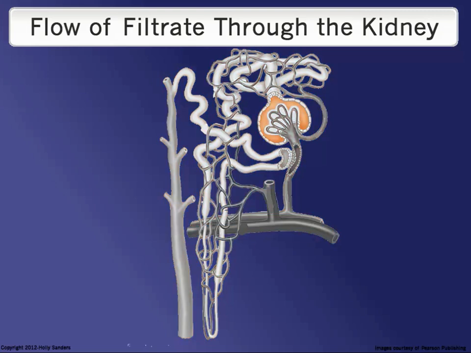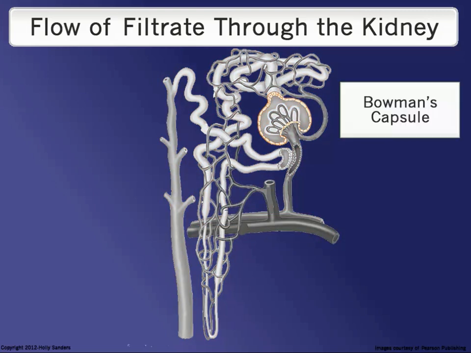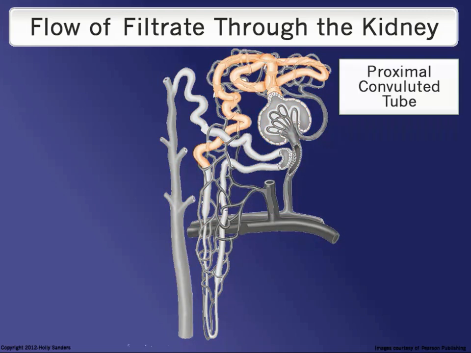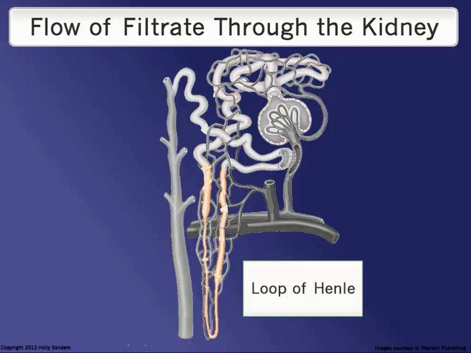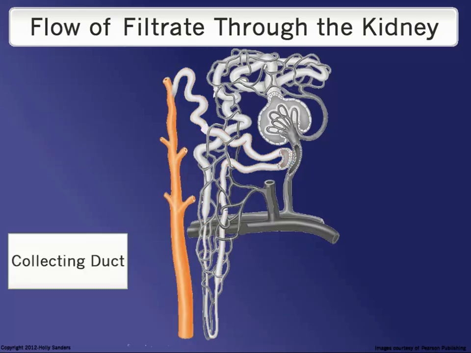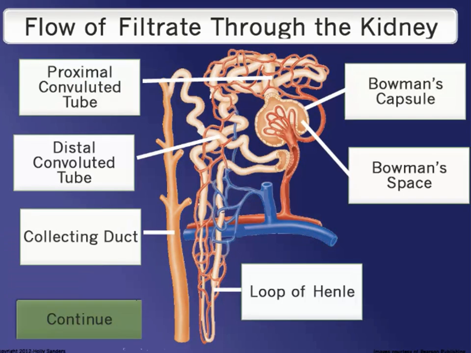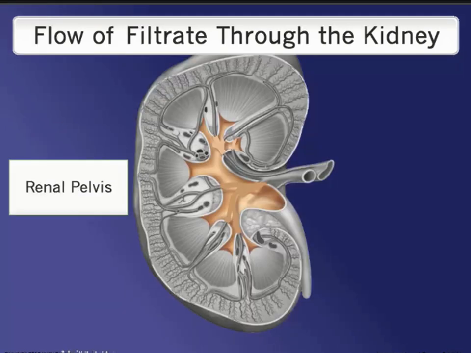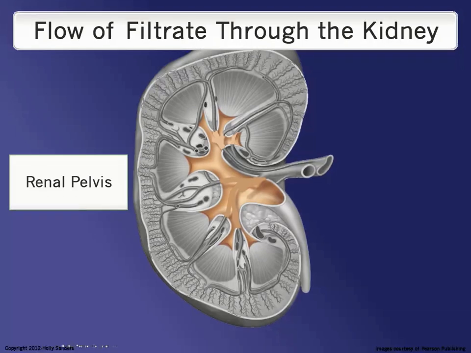It starts in Bowman's space and then moves into Bowman's capsule. Next, into the proximal convoluted tube, through the loop of Henle, into the distal convoluted tube, and it finally exits the nephron through the collecting duct. From the collecting duct, filtrate will move into the renal pelvis. This is when we can refer to it as urine.